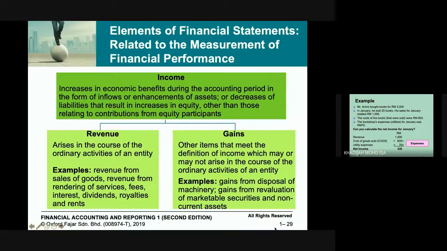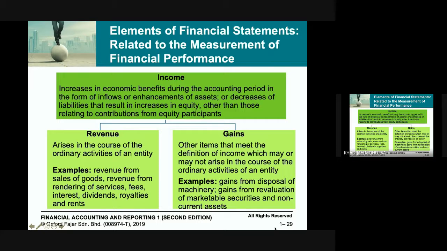Okay. So in order for you to have the income, as I mentioned earlier, you have two types of income: revenue and gains. Increase in economic benefit is revenue, okay, this one I've gone through. So examples of revenue are sales of goods and revenue from rendering of services. Remember that in business, you can sell goods or you can render services, so there are two types of business. Fees, interest, dividend, royalties, and rental.